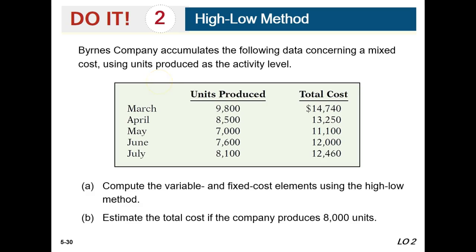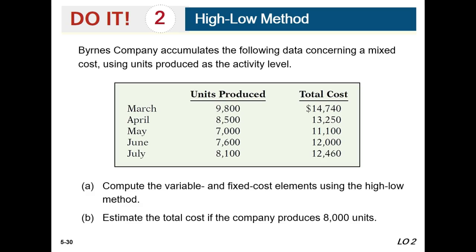So, let's do this one. Bynes Company accumulates the following data concerning a mixed cost using units produced at activity levels. So, we are seeing here the highest unit was 9,800 units produced for a total cost of $14,740. The lowest month was May, 7,000 units at $11,100.